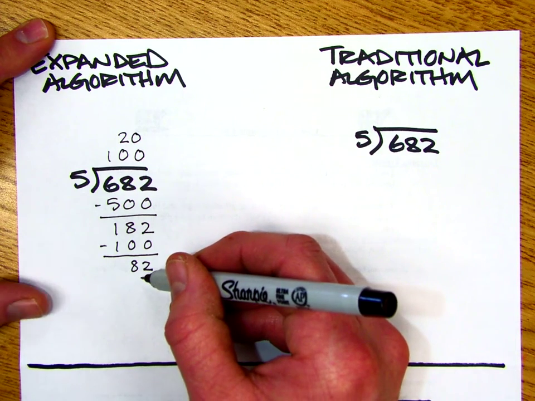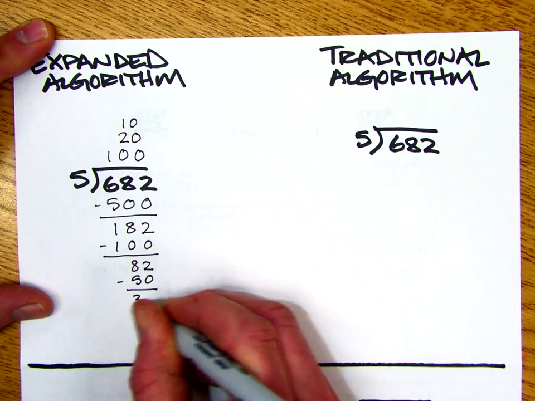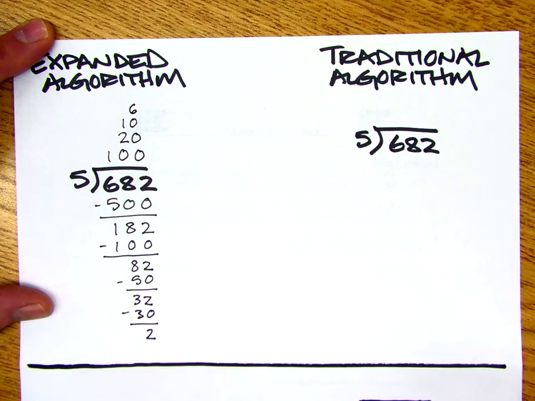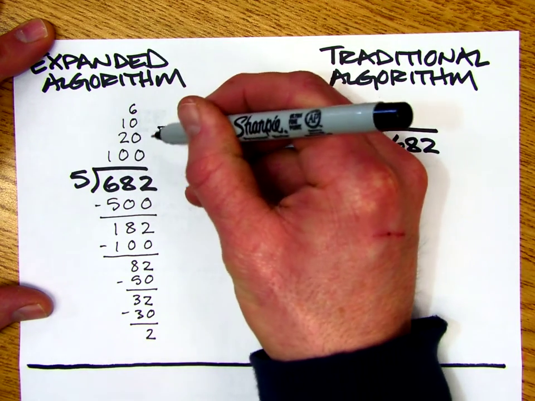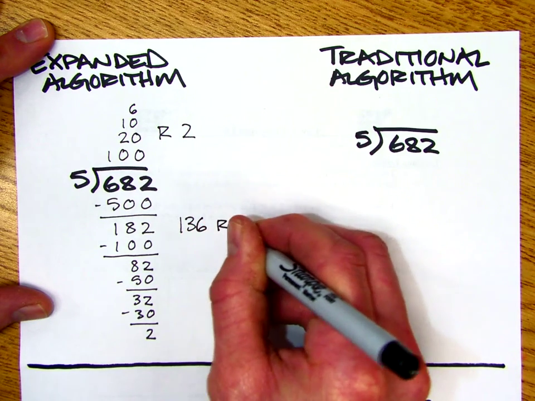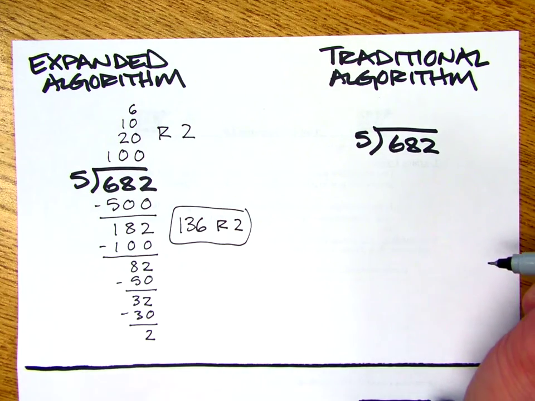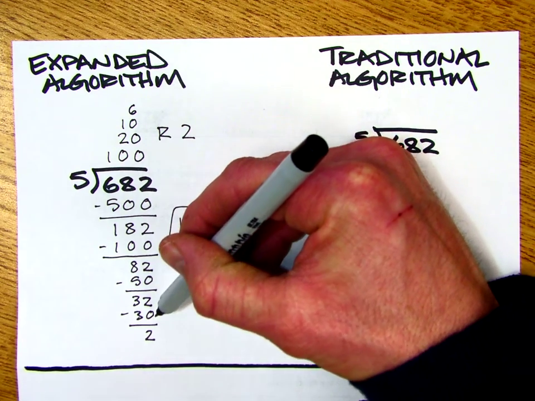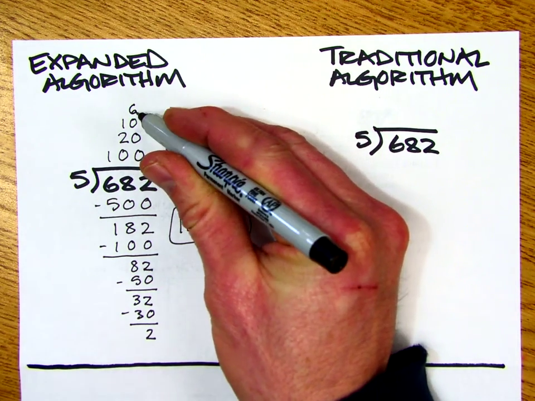Let me see, 5 times 10 would be 50, and then I'd have 32 left. But I know that 6 times 5 would be 30, and I would solve all the way down. Now I could write it like this. I could say that I have a remainder 2 up here, and then I could compress all of these numbers together so that I have 136, remainder 2, and that's going to be the same answer that the traditional algorithm will come out with. But it's a way of teaching students that you're keeping track of the number of 5s that are being subtracted in large groups. 100 5s, 20 5s, 10 5s, and 6 5s.